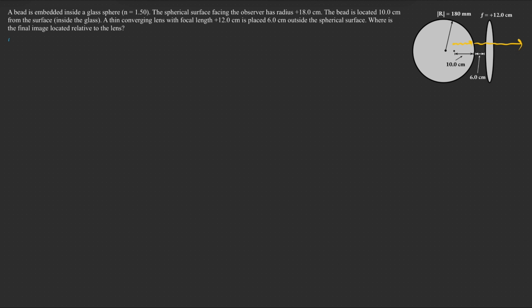So we're going to do n1 over dO plus n2 over dI is equal to n2 minus n1 over plus or minus R. Okay. Now, like per usual, we're going to label everything we have. In this case, n1 is the index of refraction where the object starts. It starts inside of the glass sphere, so the index of refraction is 1.5. dO is how far it is from the surface, which in this case is 10.